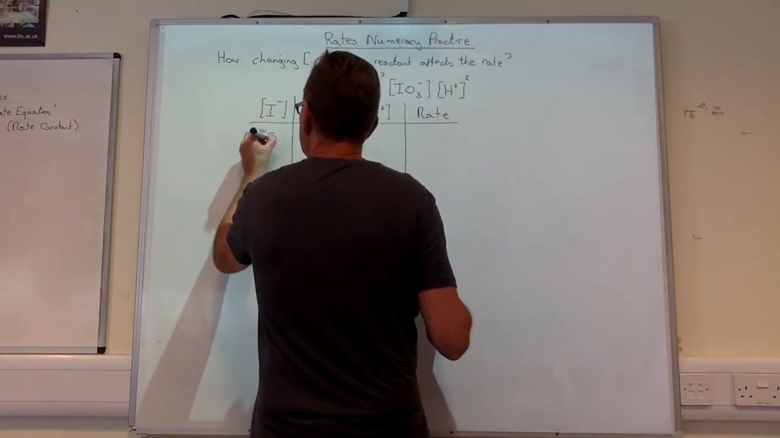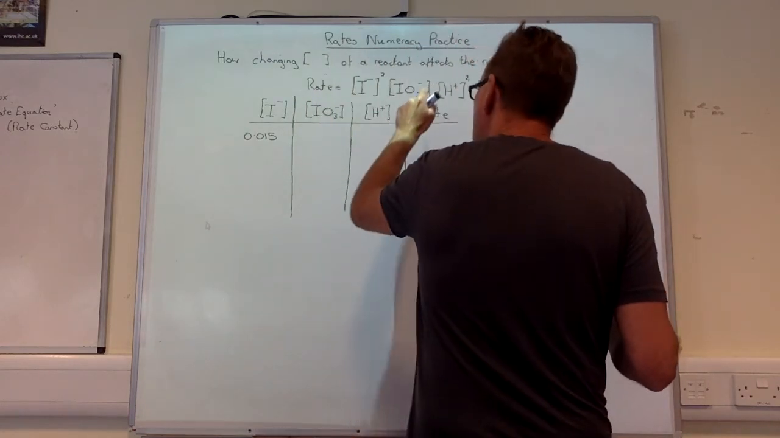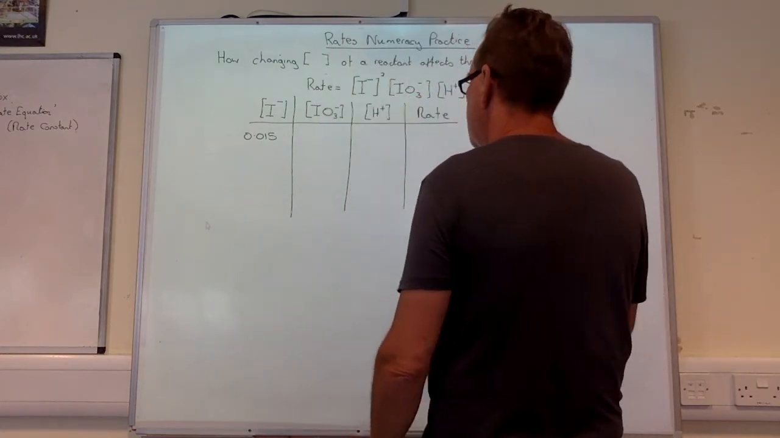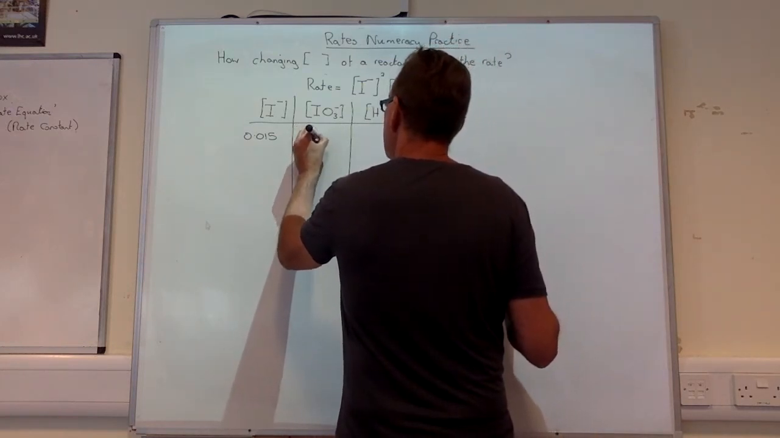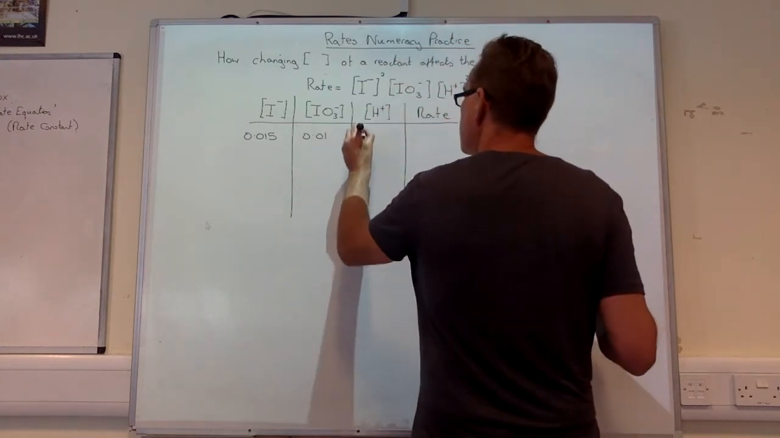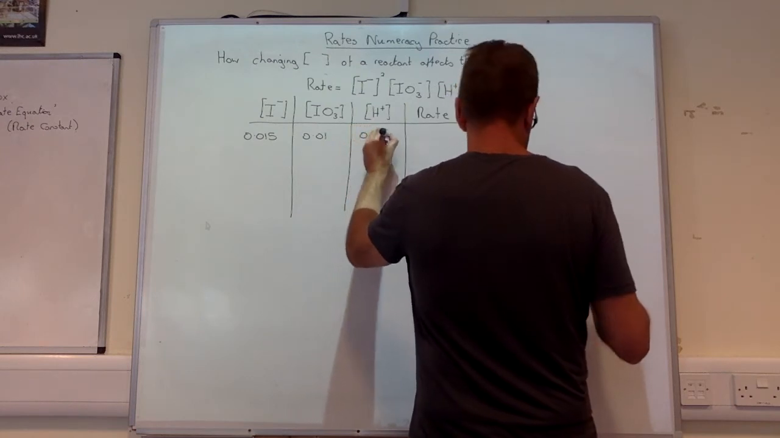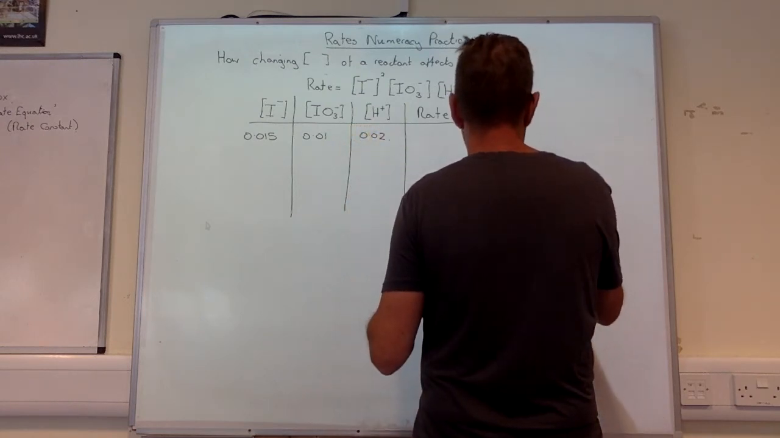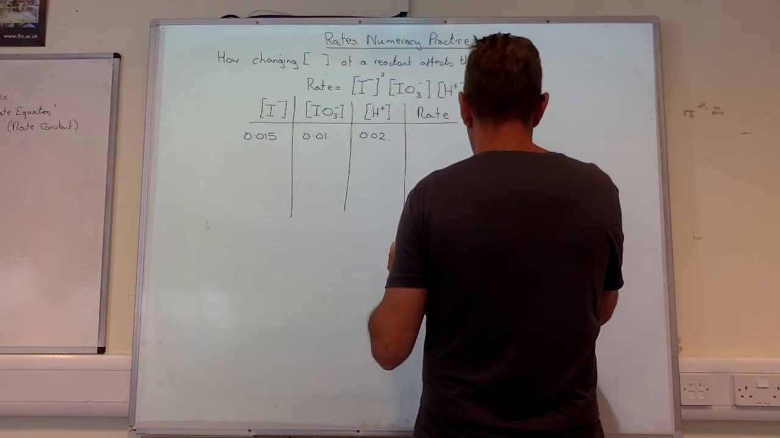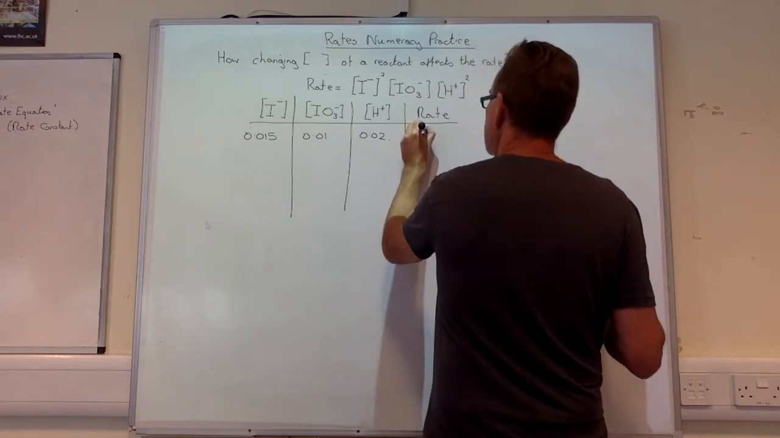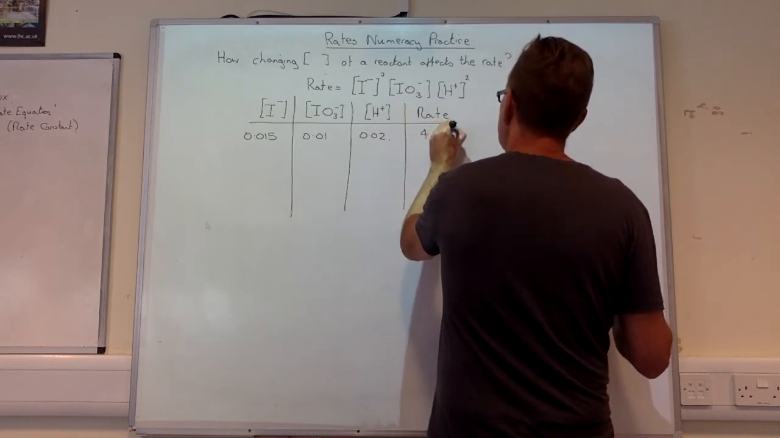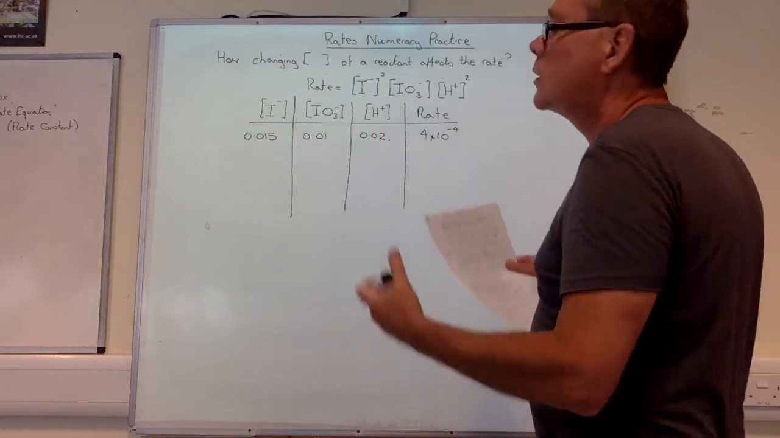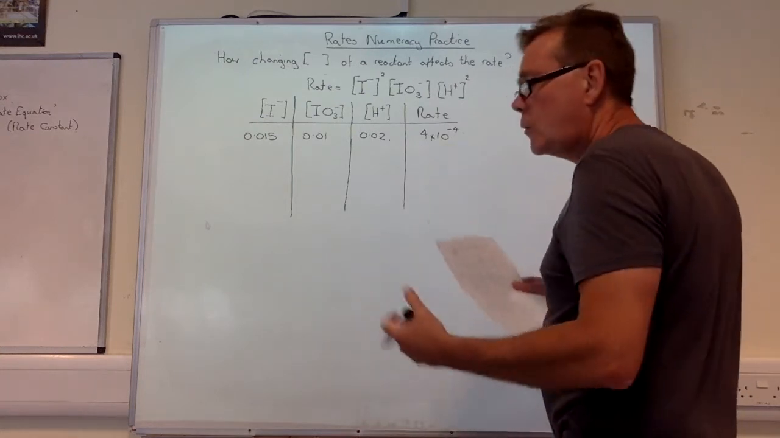0.015 starting concentration. Initial, always initial rate. I always forget to say that, but it's always initial rate. 0.01, 0.02. I just don't want to mess the maths up. Rate, 4 times 10 to the minus 4. That's the rate.